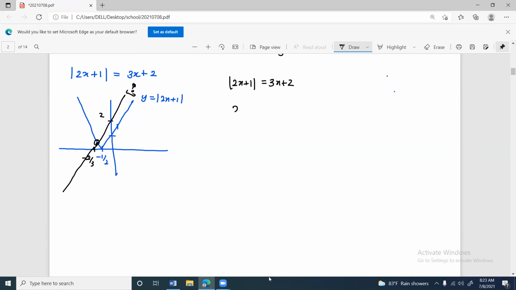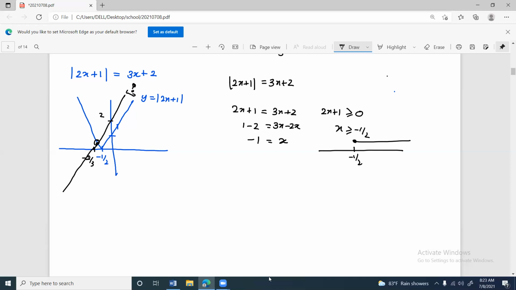So instead of this, you can write 2x + 1 = 3x + 2, under the condition that 2x + 1 is greater than or equal to 0. That is, x is greater than or equal to -1/2. I'm not spending much time on that because that is the same thing we did in the previous question. So you can say 3x - 2x = 1 - 2, so it turns out x = -1. Yes, x = -1.